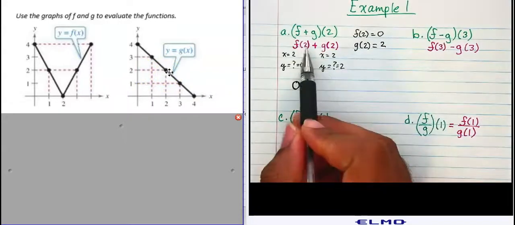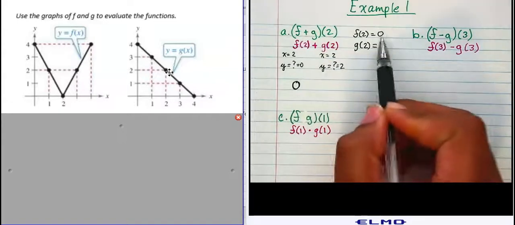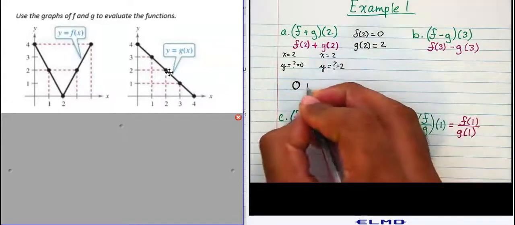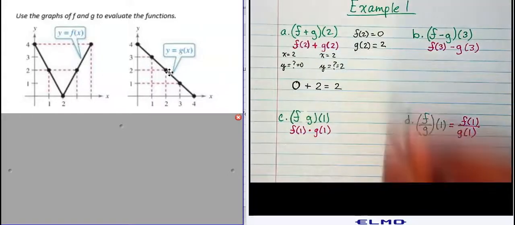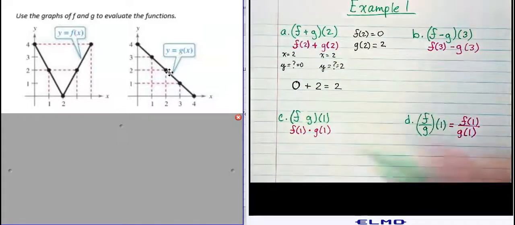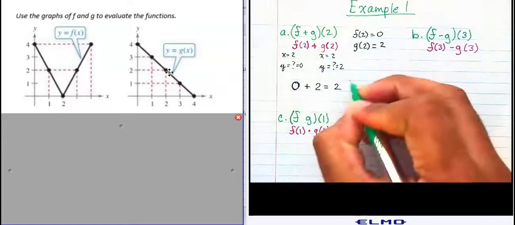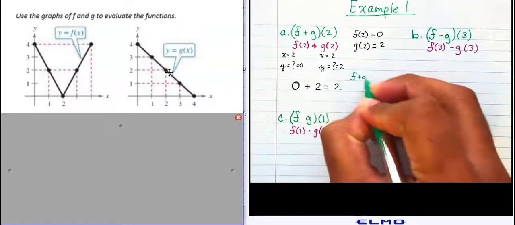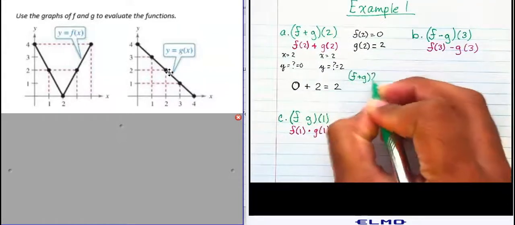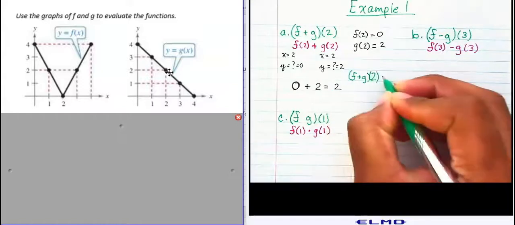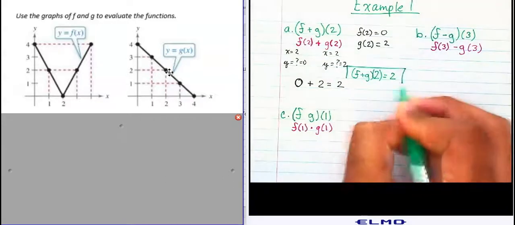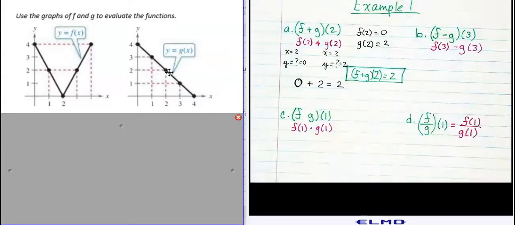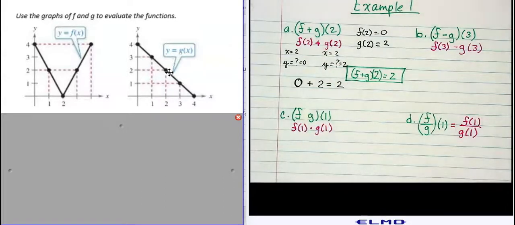So technically, we're doing f of 2 plus g of 2. So f of 2 plus g of 2 equals 2. And so just the final portion of it. And that's our answer. That's all we're looking at. So the graph part shouldn't be that bad, I hope. All right, so let's go to the next one.